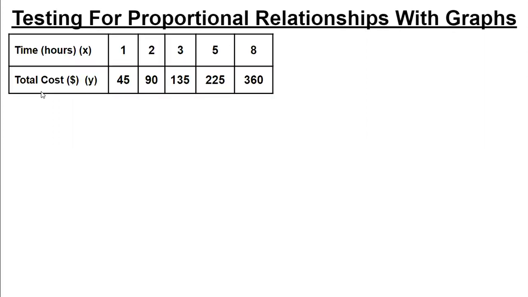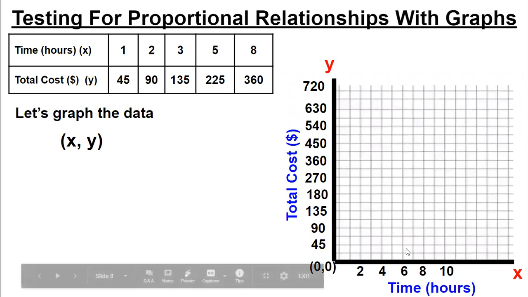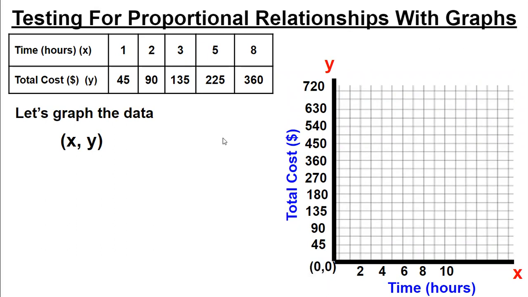Testing for proportional relationships with graphs. The last one we tested for was with a table. Now we're testing for proportionality with a graph. We have the same table. This time we're going to make a graph out of it. X comma y. So notice how I have time on the bottom. Each line counts as 1 unit, and then going up, I went all the way up to 720, but I technically only had to go up to 360 because that's how far my table goes, but that's okay.